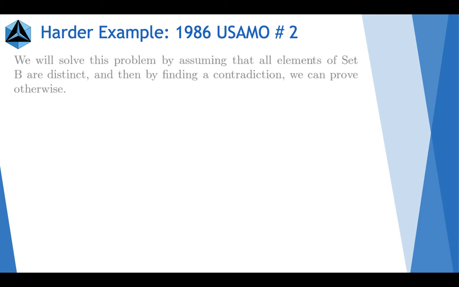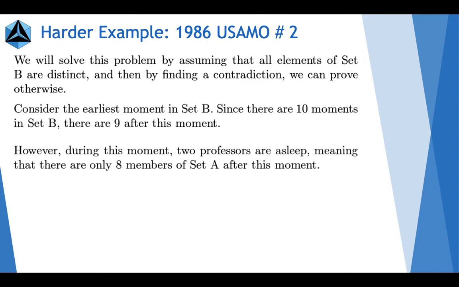So what we're going to do is, like I said, assume that all elements of set B are distinct, and then find a contradiction. So we should consider the earliest moment in set B. Since there are 10 moments in set B, there are 9 after this moment. During this moment, 2 professors are asleep, meaning that there are only 8 members of set A after this moment. So after this first moment in set B, there are 9 moments in set B left, but there are 8 moments in set A left.